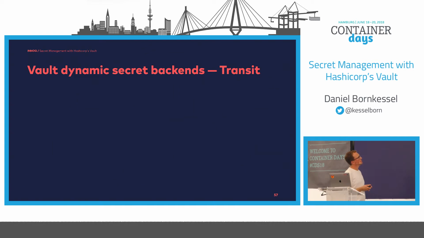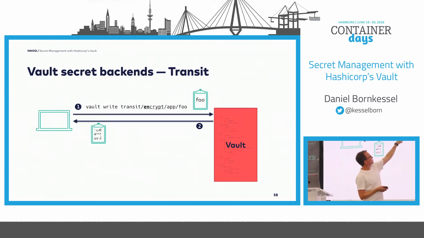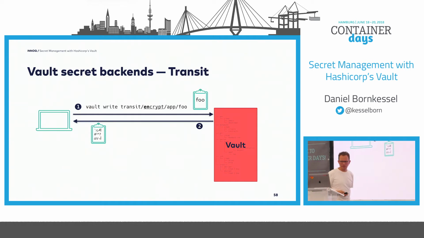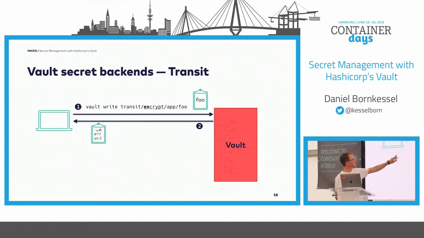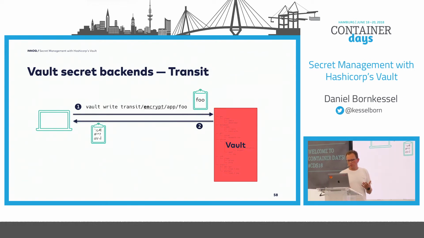One last thing is the transit secret backend. If you just want to encrypt or decrypt documents, there's an endpoint for that as well. If you are allowed to write to transit encrypt app foo, for example, the text foo, Vault will return an encrypted document. It will not store the document, it will just encrypt it and return it to the user or the application who encrypted the document.